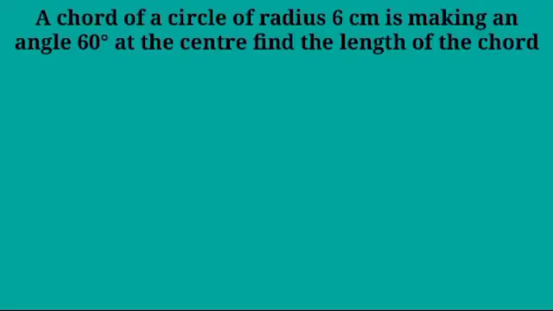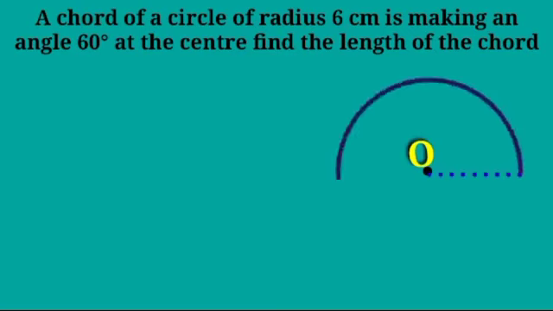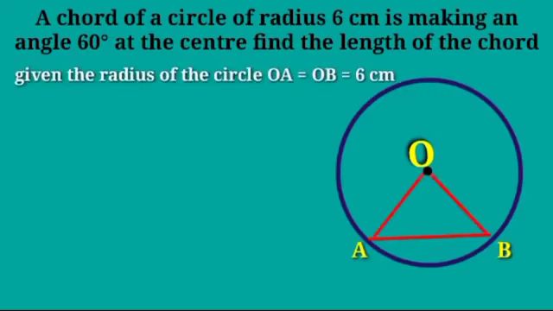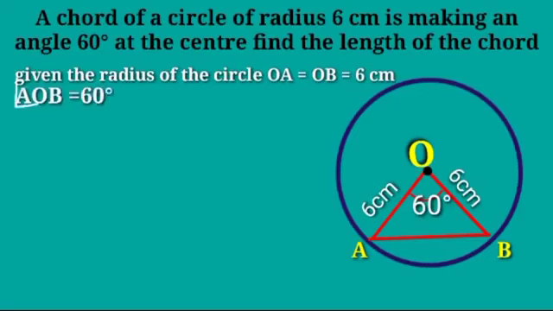A chord of a circle of radius 6 centimeters is making an angle 60 degrees at the center. Find the length of the chord. Draw a circle with radius 6 centimeters. AB is the chord. Given the radius of the circle, OA is equal to OB is equal to 6 centimeters and angle AOB is equal to 60 degrees.